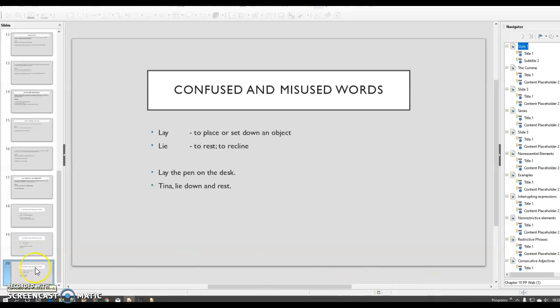Lay and lie. Lay means to place or to set down an object. Lie means to rest or recline. Lay the pen on the desk. Let's place it on the desk. Tina, lie down and rest. That means to recline and rest. That is the end of chapter 10.